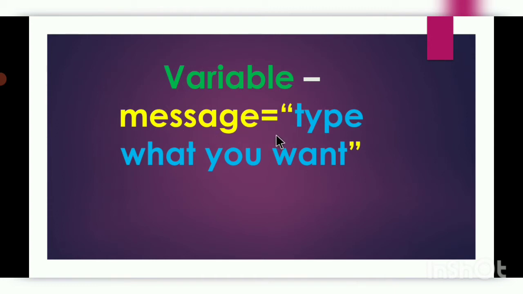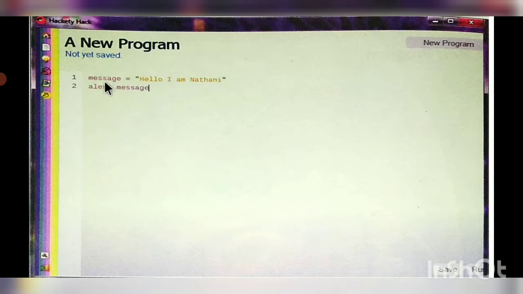Okay students, see a new program here. First you have to type message is equal to, and within the double quotation type hello, I am Nadani. So like that you type what you want. If you type this and then click run, it will not give a message. It will not give an output.